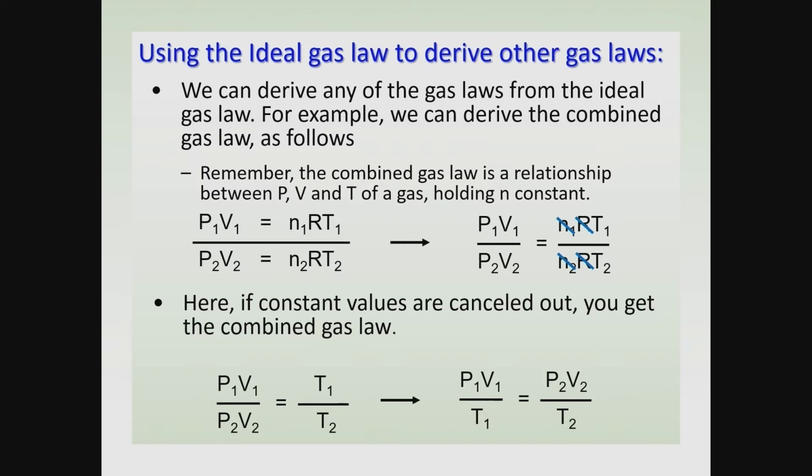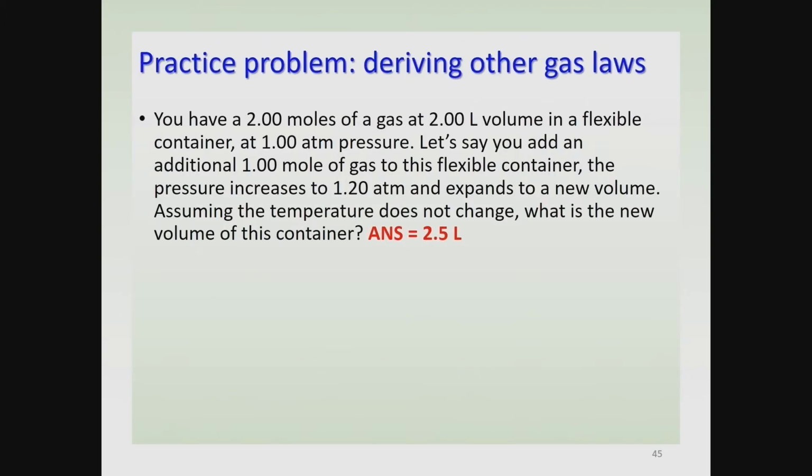Again, what you can see is that if you write out the ideal gas law twice under two different conditions, put the first condition in the numerator, the second condition in the denominator, and cancel out the variables that remain constant between these two conditions, you can derive the relationship between the other variables in these two different conditions. So let's go ahead and solve a problem where we're doing that so you can see how this is applied.